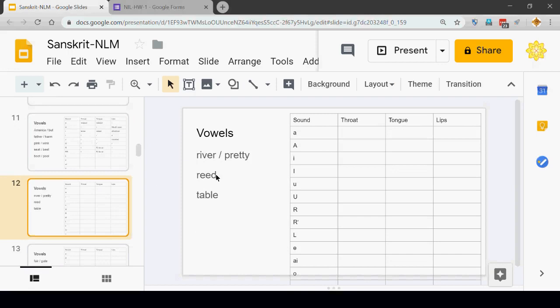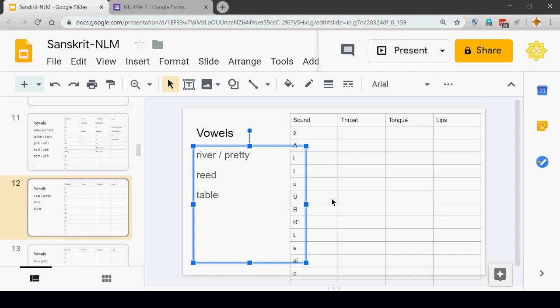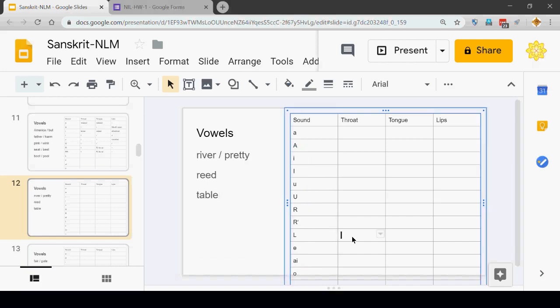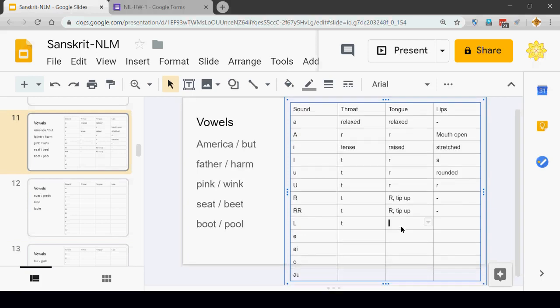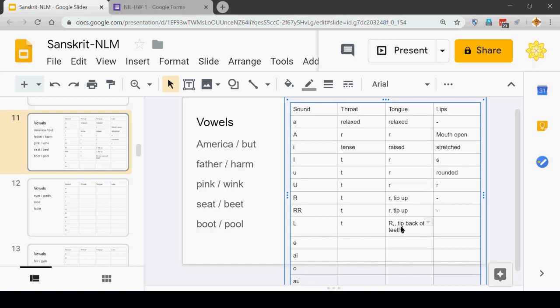The ru sound is still present in many words in Sanskrit language, like Rishi and Krishna. In Krishna, the r is this ru. This ru we are talking about is this sound. Krishna. And la, this l sound, we'll look at one example a little later. So I write here T and so I was looking at raised, right? Raised, but tip back of teeth. So that's the L sound.